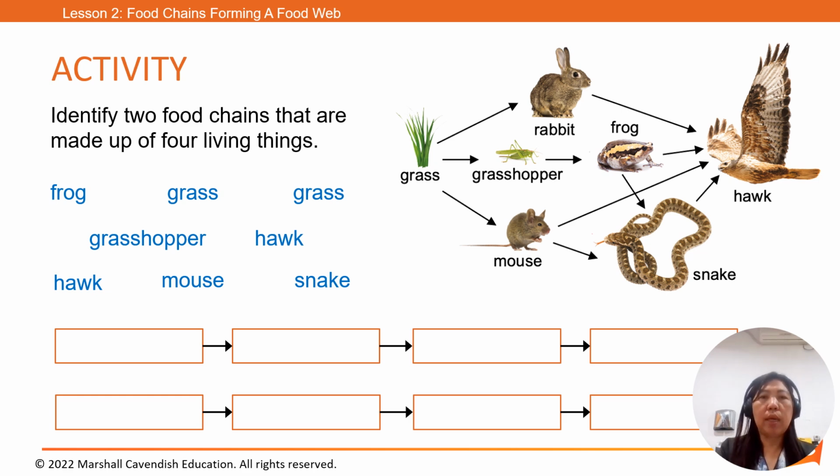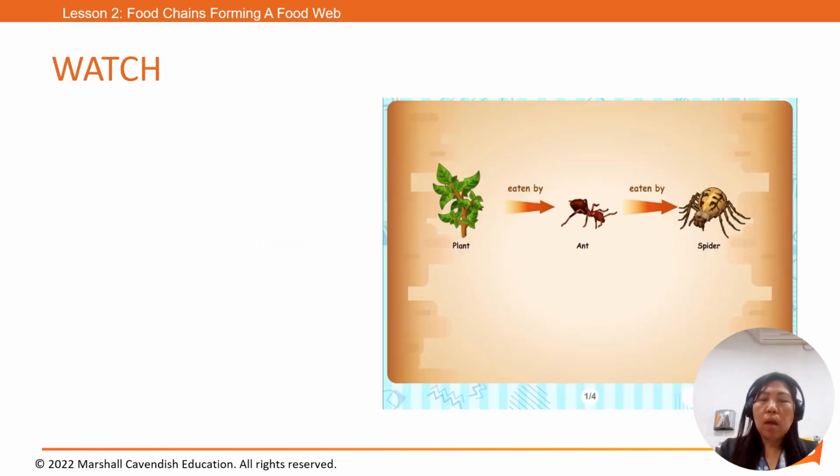Or also we can use the grass eaten by the mouse. Okay, we are going to find the tertiary. So we are going to find the 3 steps. So grass eaten by the mouse, eaten by the snake, and eaten by the hawk. Now let's see this picture about a plant eaten by the ant and the ant eaten by the spider.